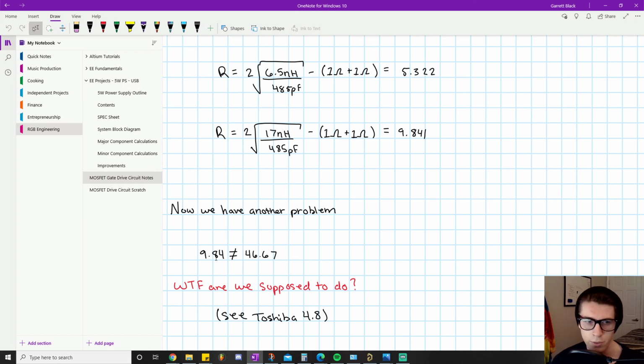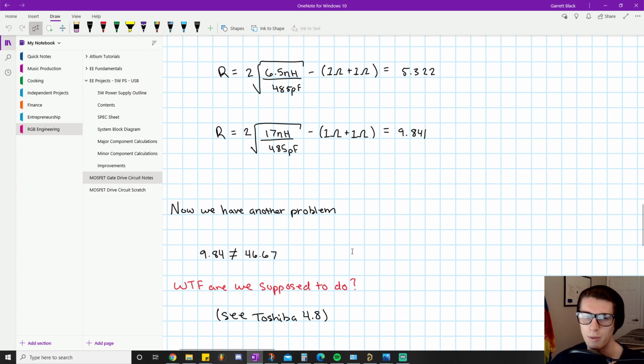However, we also know that it's equally important to properly dampen the ringing on the signal, because we have all sorts of problems with power losses on the MOSFET. It'll just interfere with the quality of our signal if we don't dampen the ringing. So how are we supposed to solve this problem?